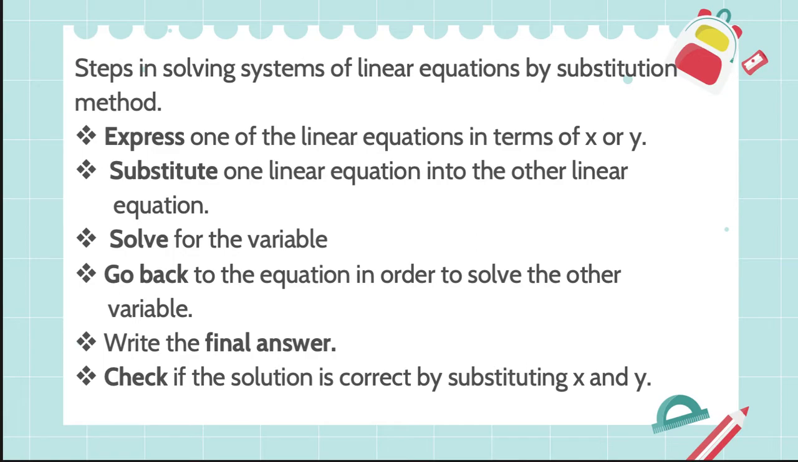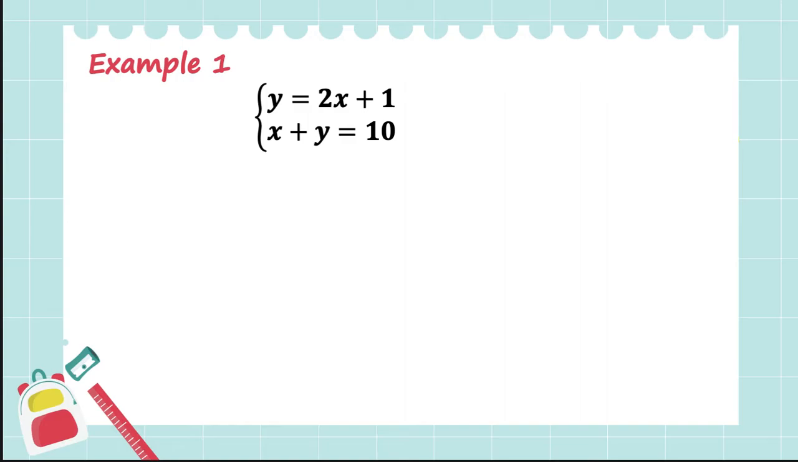Okay, so let us start solving systems of linear equations by the substitution method. First example, let us solve the system y = 2x + 1 and x + y = 10. Going back to our previous lesson, you first have to identify what type of system this is, so that it will be easier for us to determine whether we will have one solution, no solutions, or infinitely many solutions. This type of system is a consistent independent system, so here we will have one solution. The method that we're going to use here is the substitution method.